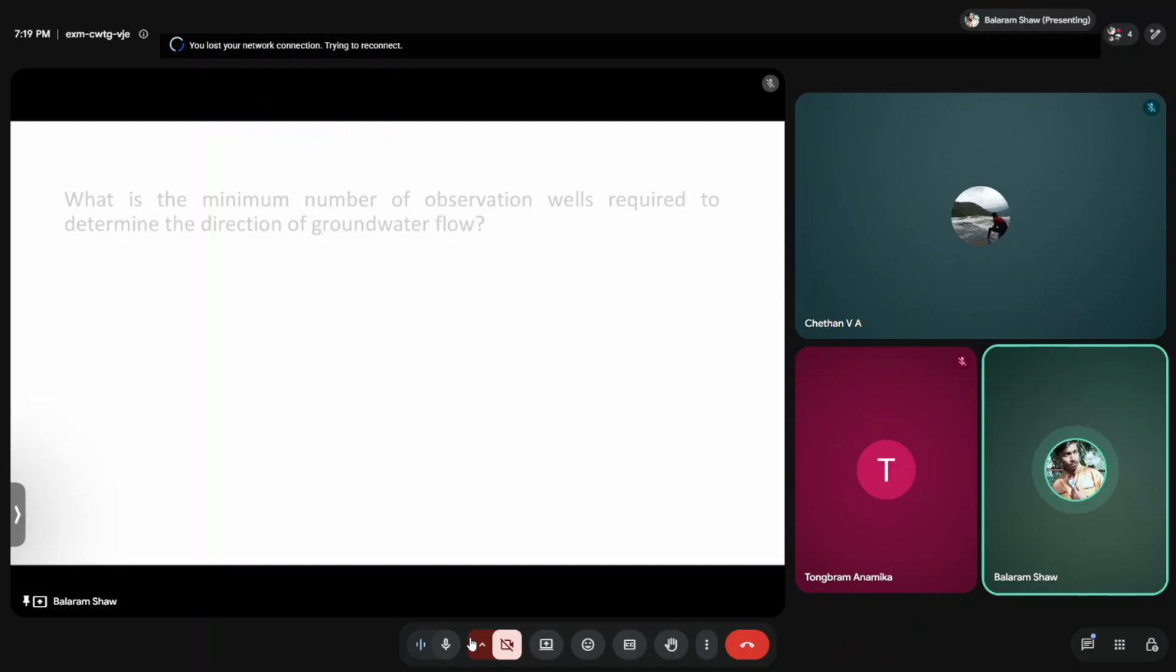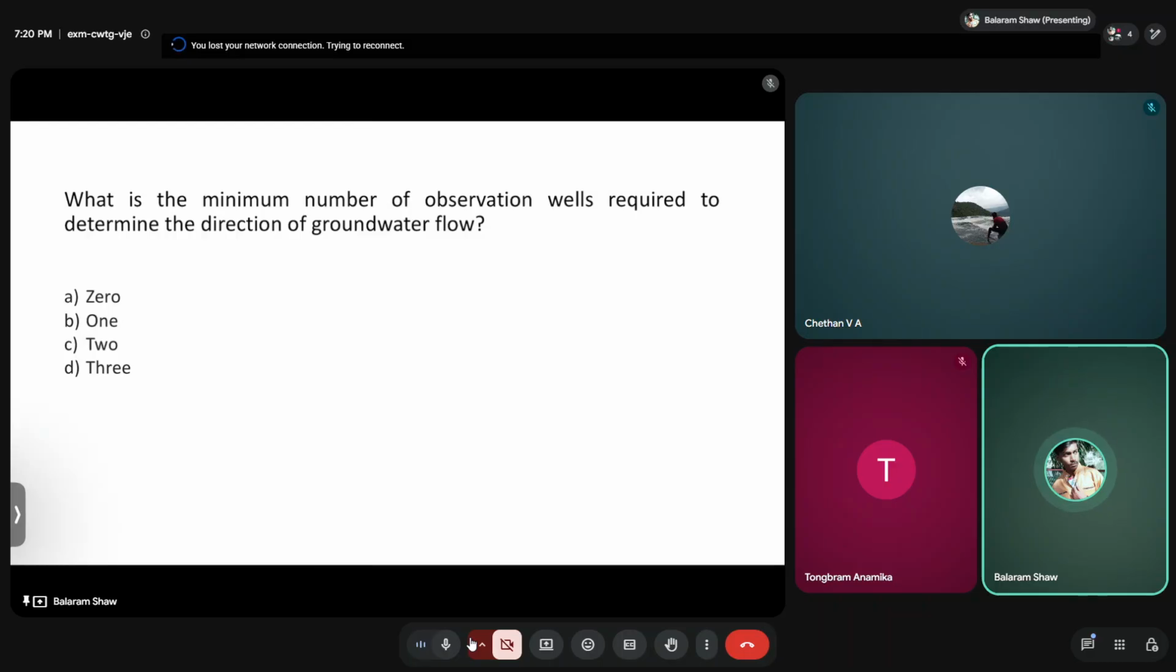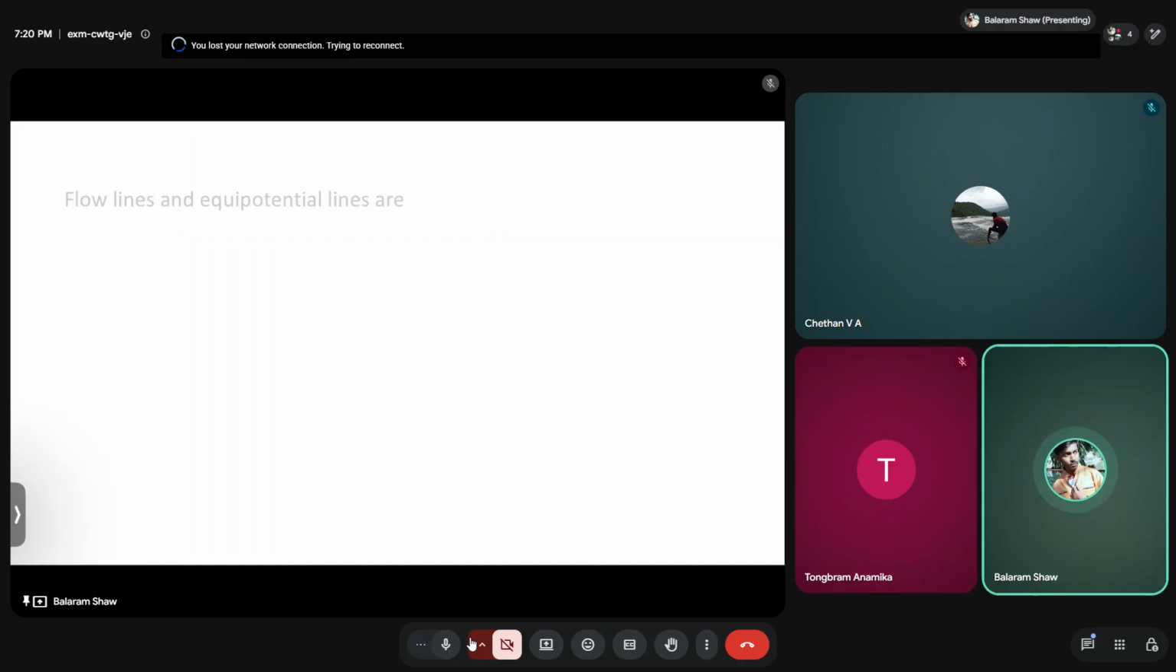The next question is, what is the minimum number of observation wells required to determine the direction of groundwater flow? Just now we saw that the minimum number of observation wells required to determine the direction of groundwater flow is 3, right? So the correct answer will be D, that is 3.